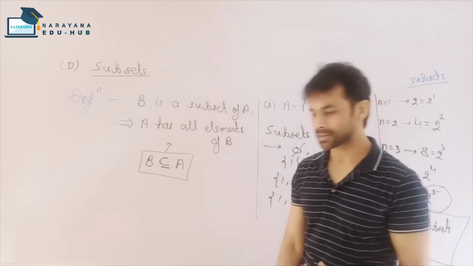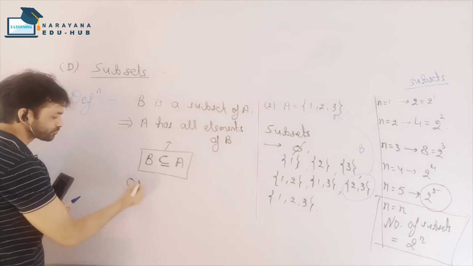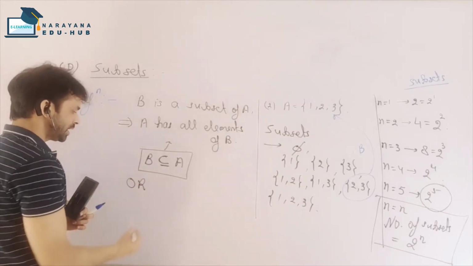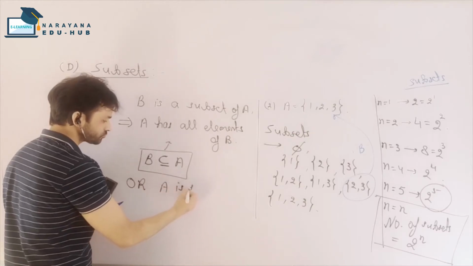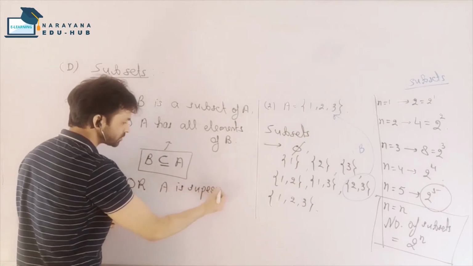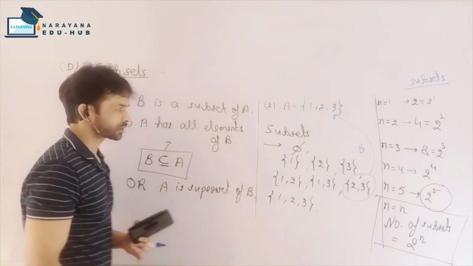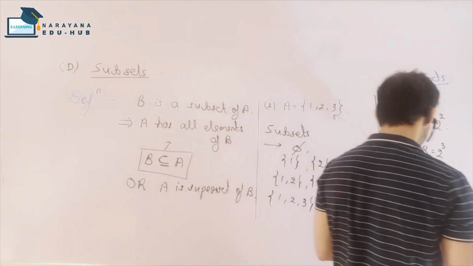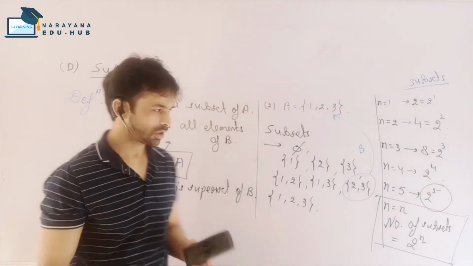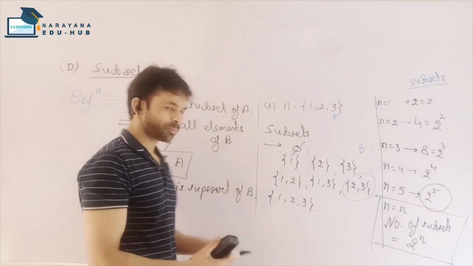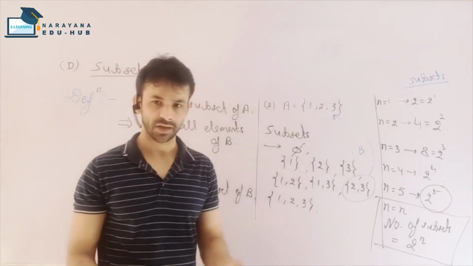Or you can say A is the superset of B. Now the result you have written, I think. Now one more important thing actually. Important and you can say confusing, due to something which I will explain to you.